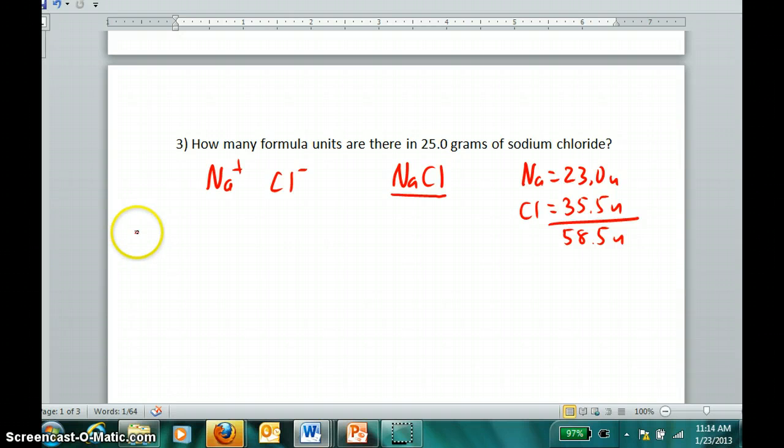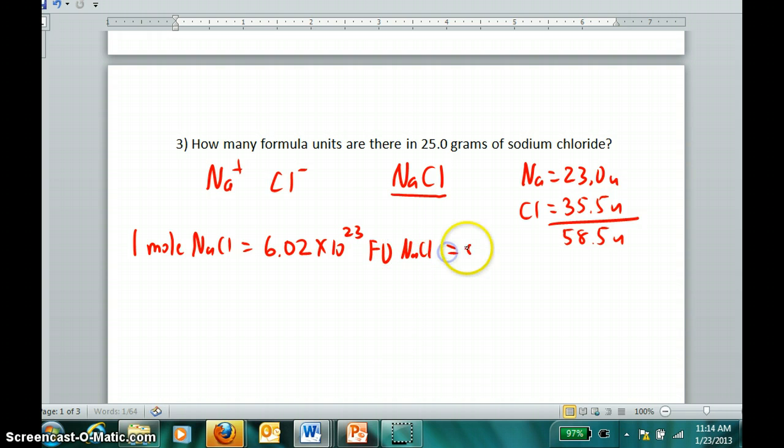Because anytime we make mass mole conversions, or particles, or formula units, whatever you want to convert to, you need to know your Holy Trinity. And in this case, 1 mole of sodium chloride is the equivalent of 6.02 times 10 to the 23rd formula units, and I'll abbreviate that FU of sodium chloride. And it also equals the gram formula mass of sodium chloride.